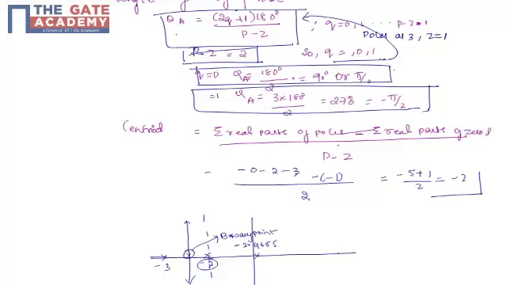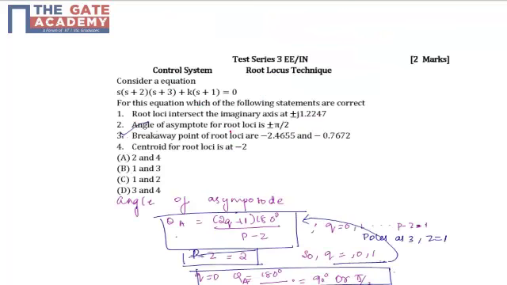So we have obtained the breakpoint, which can be plotted in this way. The breakaway point we have obtained is minus 2.465, but in the given options it is written as breakaway points of the root locus are minus 2.465 and also minus 0.762, which is false because we have only one breakaway point, that is minus 2.46. So the third statement is false.